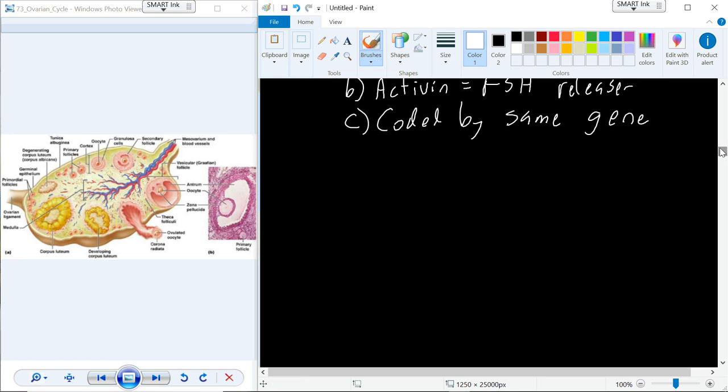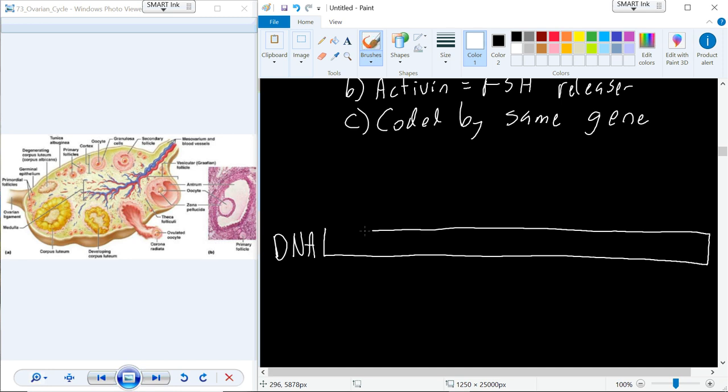So I've got a bottle here to draw for you. So this is my DNA molecule, or my section of the DNA. This particular gene has three different subunits on it. We have beta A, alpha, and then beta B. So beta A, alpha, and beta B.